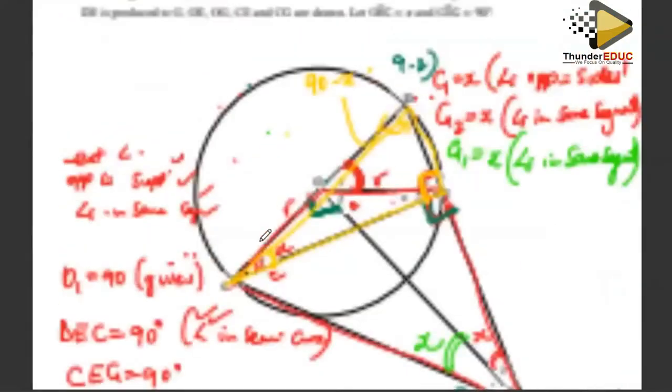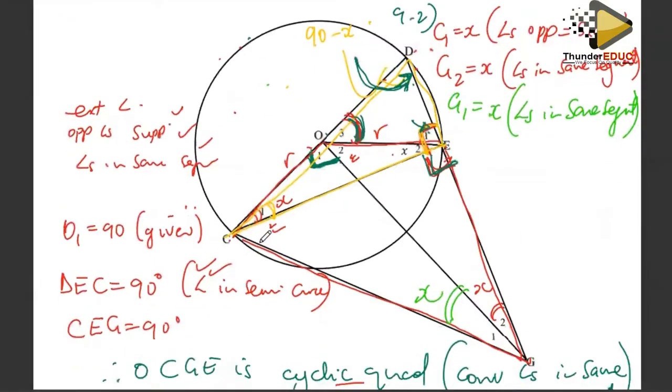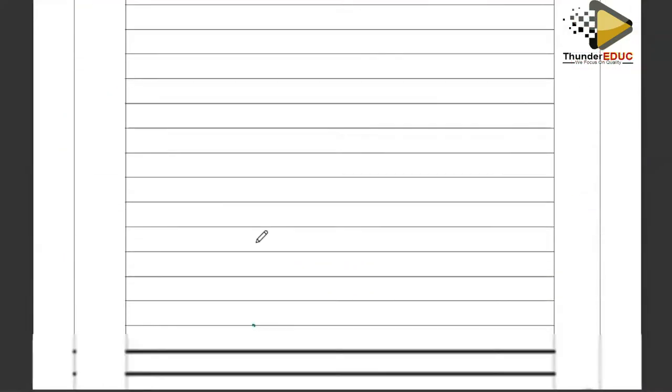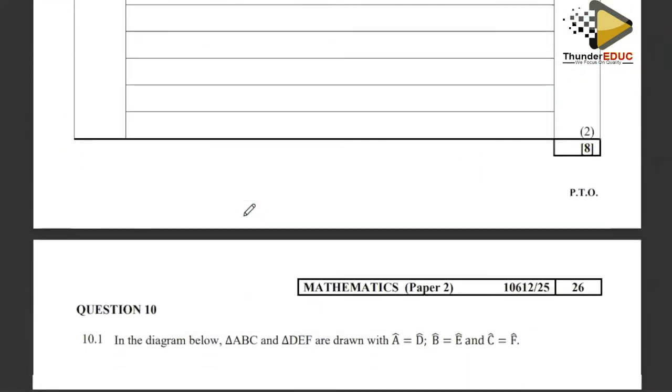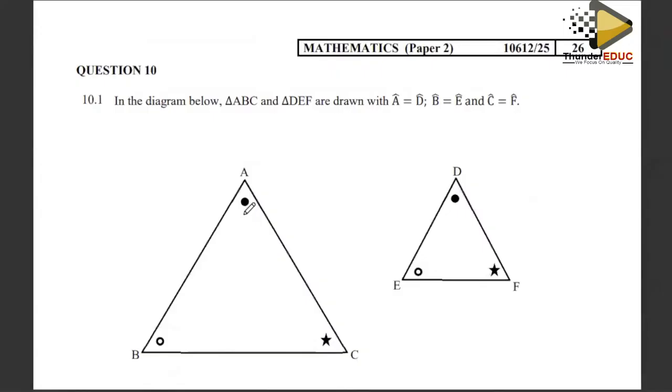All right, so alternatively, there could have been another way of doing it, which at this point I'm not so sure, but that is how I would have gone about it. Let people give us any ideas of how they worked out 9.3, please. Question number 10.